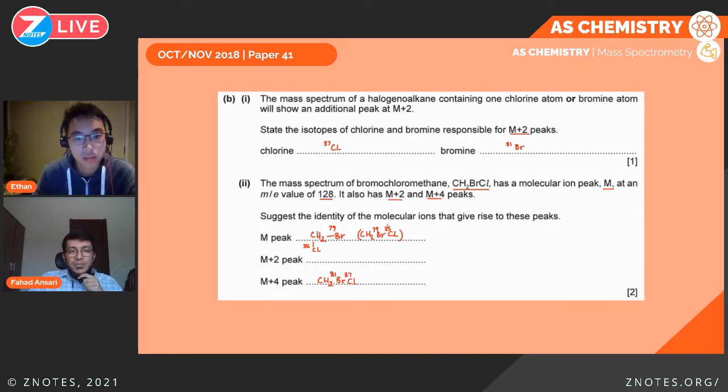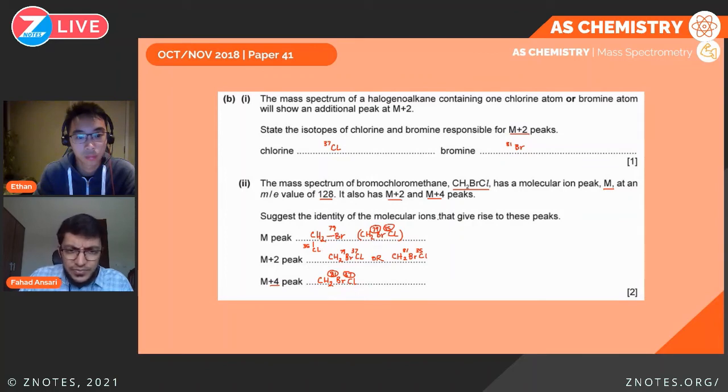Chlorine's mass went up 2 units from 35 to 37, so that's plus 2. Bromine went up from 79 to 81, so that's plus 2 again. So 2 plus 2 gives us plus 4, the M plus 4 peak, right? For M plus 2, there are two options. You could have the lighter isotope of bromine, which is 79, and the heavier isotope of chlorine, which is 37, or you could have CH2BrCl where Br is the heavier isotope and Cl is the lighter isotope. So 79-37 or 81-35, right? One of them needs to be the lighter isotope and the other the heavier isotope of its respective element.